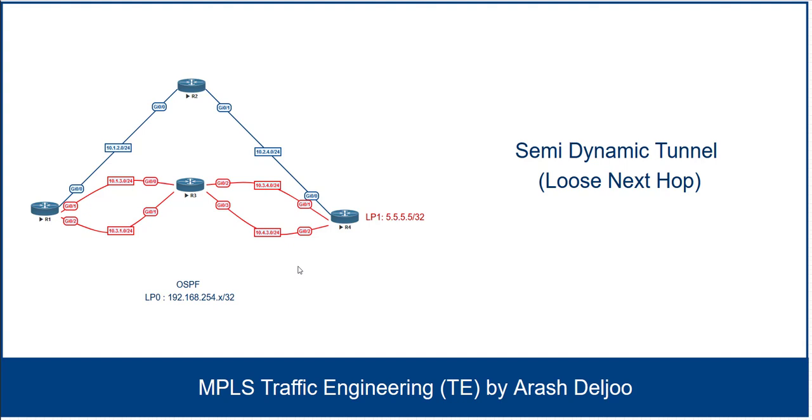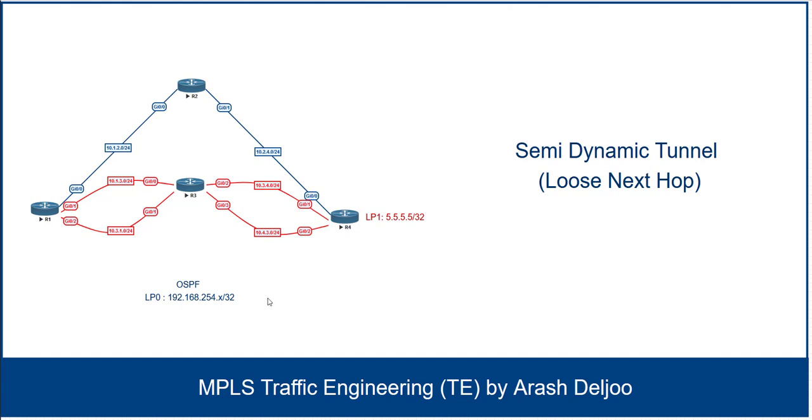What does it mean? For example, in R1, you can configure the explicit path, but with a loose next hop. Loose next hop means, for example, you configure the next hop or next address as router 3. But it is not important whether we use the top red path or bottom red path. You only need to reach router 3. Each of these two links can be used. Or from router 3 to router 4, you can use either of these two red links.